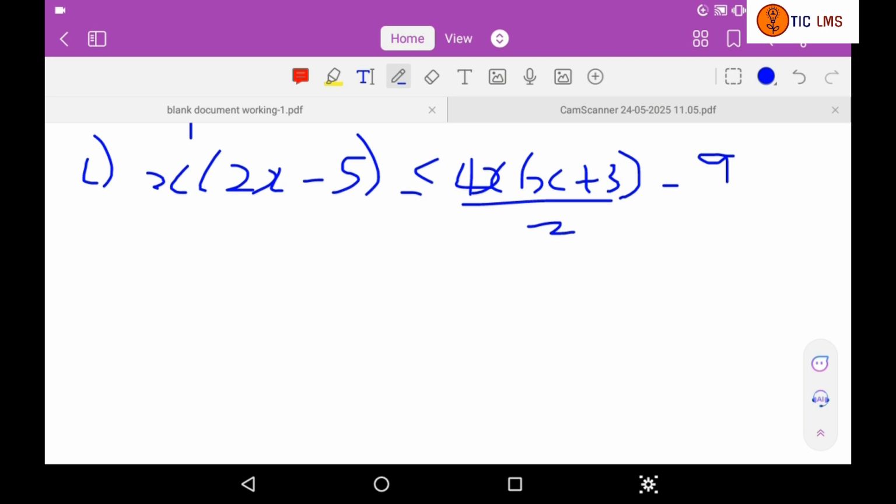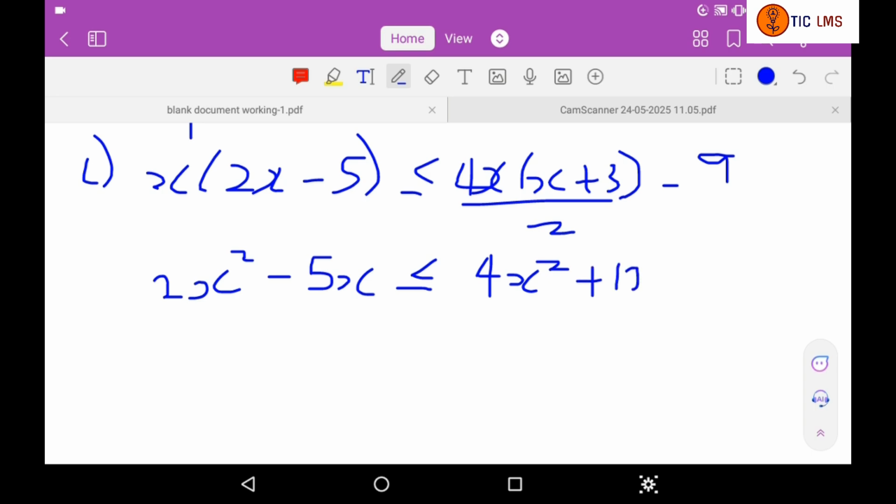So x multiplied by 2x, we're going to have 2x squared. And then x multiplied by negative 5, that gives us negative 5x, less or equal to, next we're going to open the brackets that we have up here, 4x times x, that's 4x squared, okay, and then 4x times 3, we're going to have 12x. Still don't forget that we have our divided by 2 minus 9.